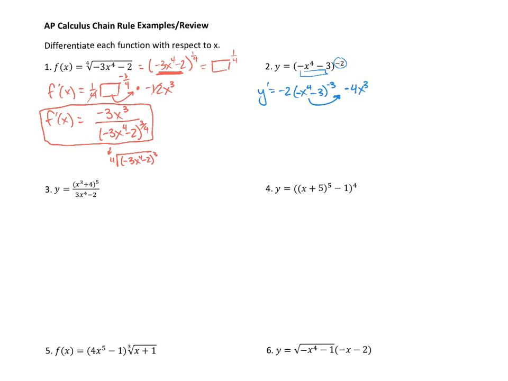Now again, let's just clean this up a little bit. I can say that this is going to be 8x cubed, and this will be negative x to the fourth minus 3 to the negative 3. If you wanted to clean it up further, you could say 8x cubed over negative x to the fourth minus 3, and we can make that cubed like that.